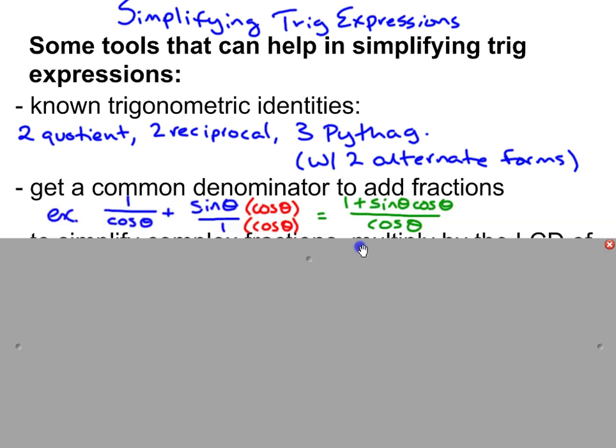Secondly, we should know what to do to add fractions. We need to get a common denominator to add fractions. For example, if I'm trying to put together 1 over cosine plus sine theta over 1, I need a common denominator. I need both denominators to be cosine theta, so I'm going to multiply the numerator and denominator of the right fraction by cosine theta. That allows the denominator of the overall fraction to be cosine theta, and then I can just add the numerators: 1 plus sine theta cosine theta. That's what's in green.